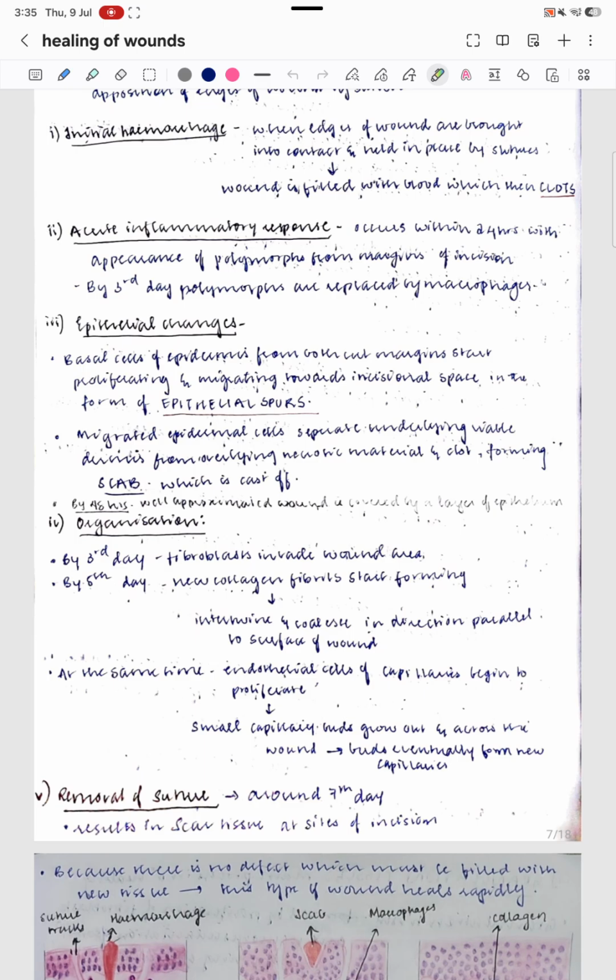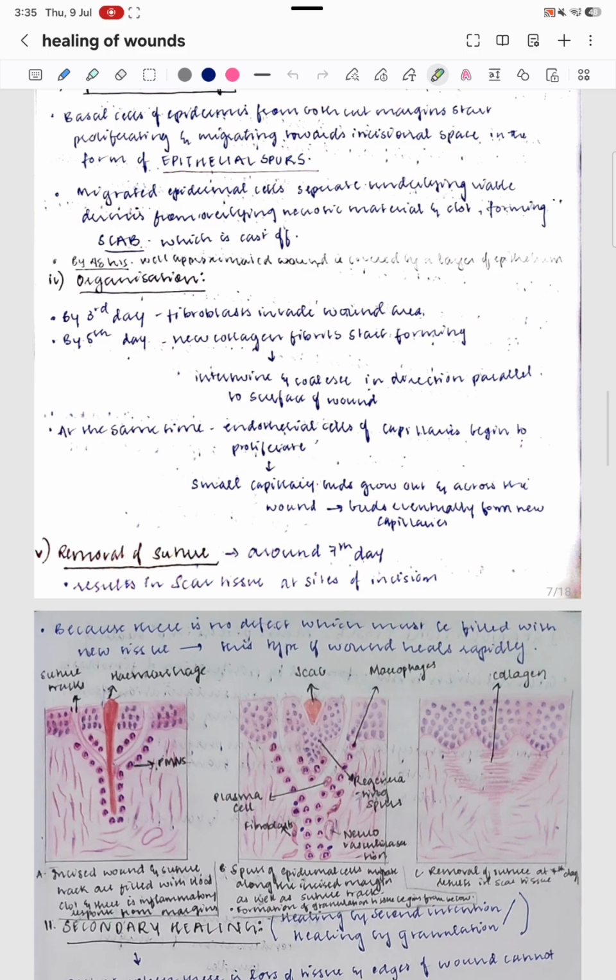Now organization. By the third day, fibroblasts invade the wound area, and by the fifth day, new collagen fibrils start forming. So on the third day the fibroblasts invade the wound, and by the fifth day the new collagen fibrils start forming.